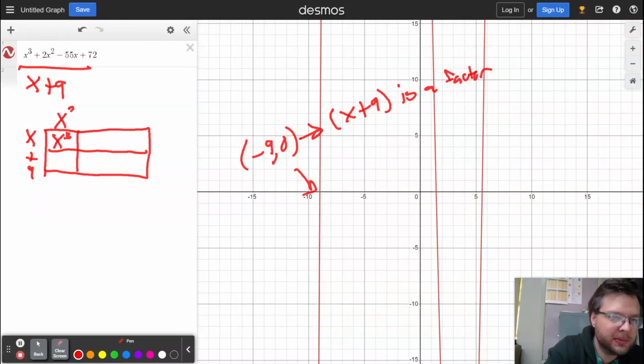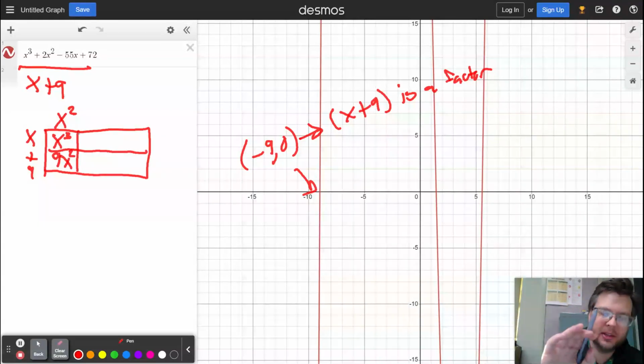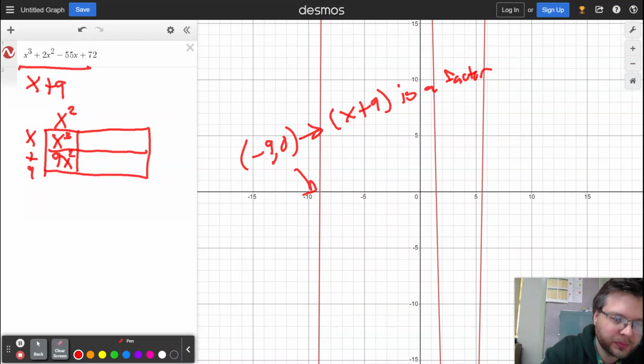Means this has to be x squared on top. X squared times x makes x cubed. X squared times 9 makes 9x squared. So remember, the outsides of the box multiply to fill in the inside. Now I have 9x squared. The original problem needs to have 2x squared. So I take away 7x squared.